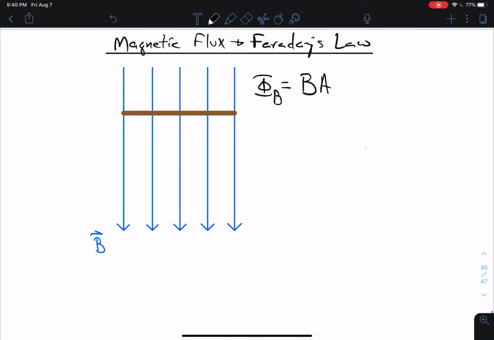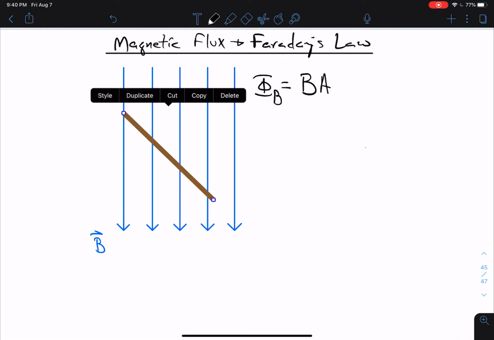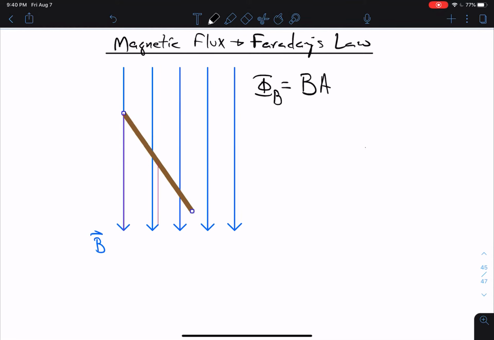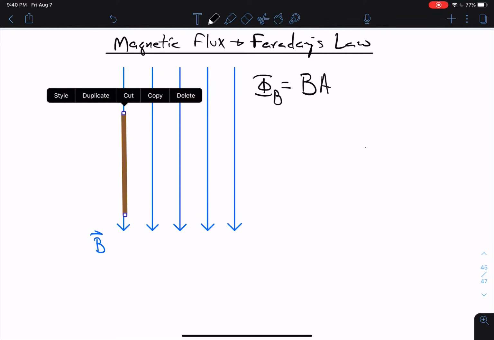Another thing that's going to matter is the orientation of the loop to the field. So if I orient it like this, now there's only 4 field lines passing through it. If I continue to change the orientation, 3, 2, until I can come all the way over here. Now in this orientation, there's no field lines passing through it.